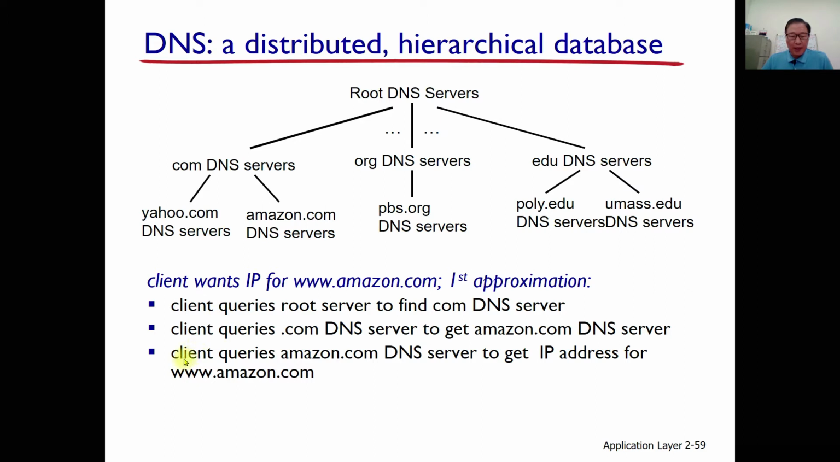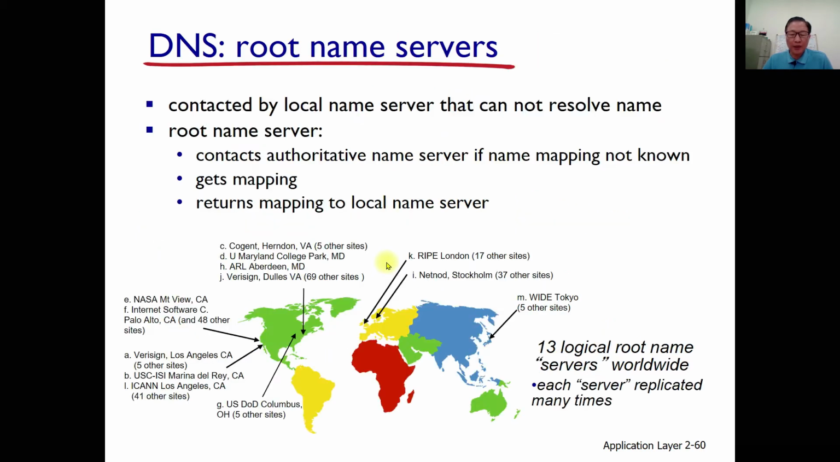And the client then queries the Amazon.com DNS server to get the IP address for Amazon.com. You can see it hierarchically: first the root server, after that the .com server, and finally the Amazon.com server containing the IP address. And this Amazon.com DNS server is maintained and owned by Amazon.com. Also Yahoo.com is listed in this database DNS server, and that is maintained and administered by the Yahoo.com company. Let's look at the next one.